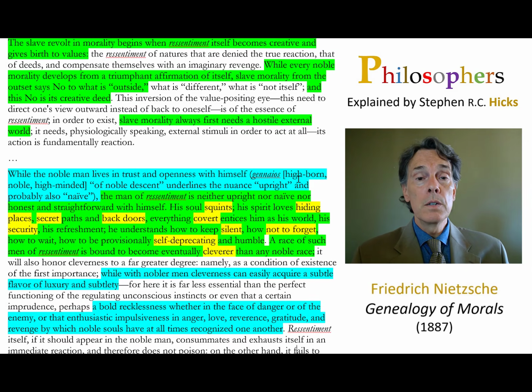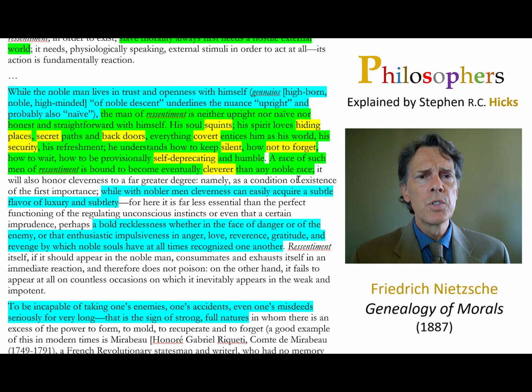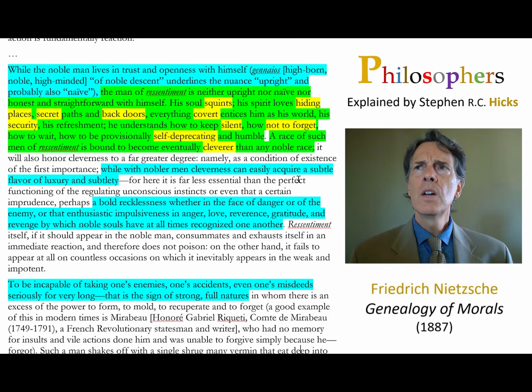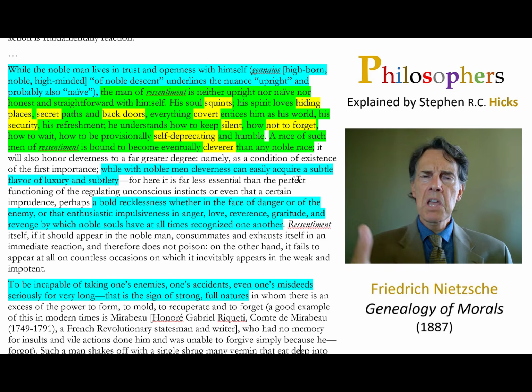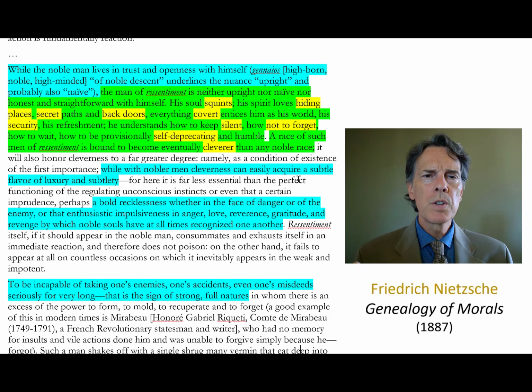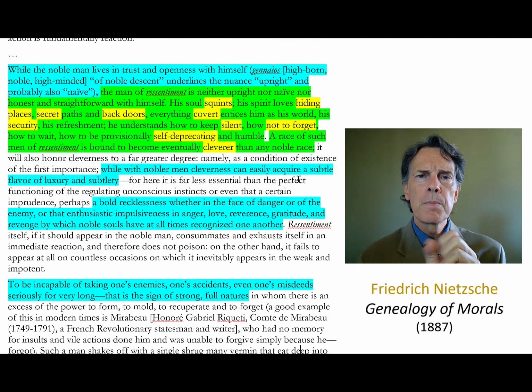And he gives a psychological description here contrasting a certain kind of person, a healthy, noble, aristocratic type of person who lives in trust, handshake, I'm a man of my word, openness with himself, and so on. I'm of noble descent, upright, and so on. By contrast, we know there's a type of person, the man of ressentiment, who's not upright, nor naive, nor honest, nor straightforward with himself. And then notice the words I've highlighted here.